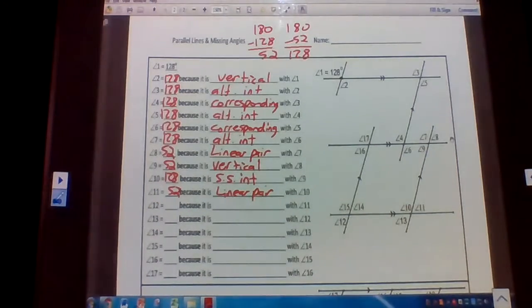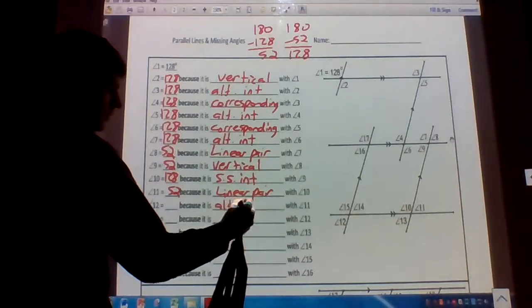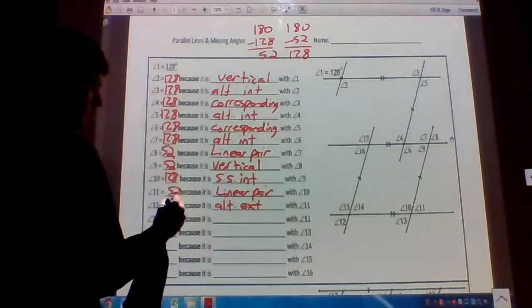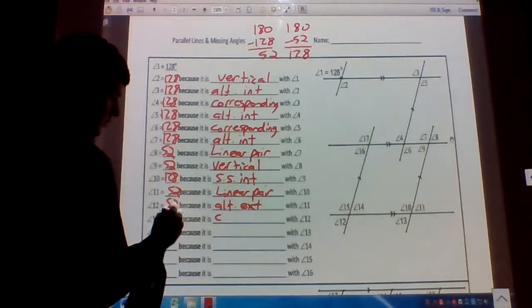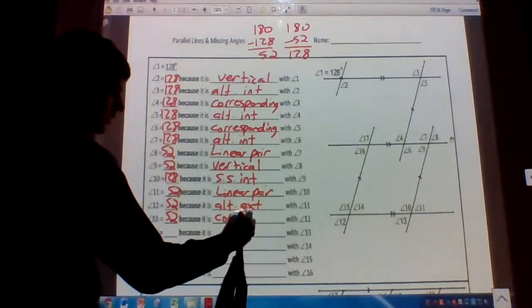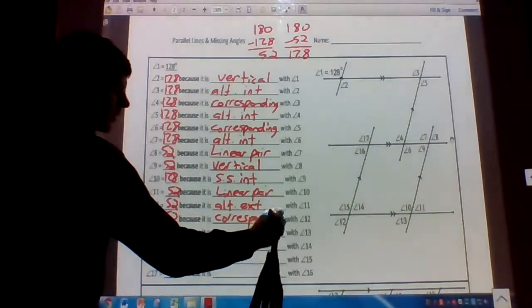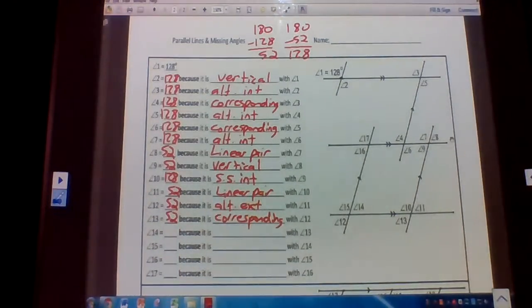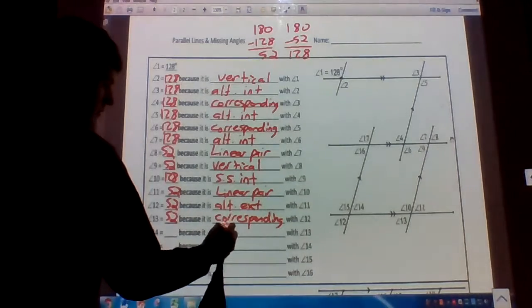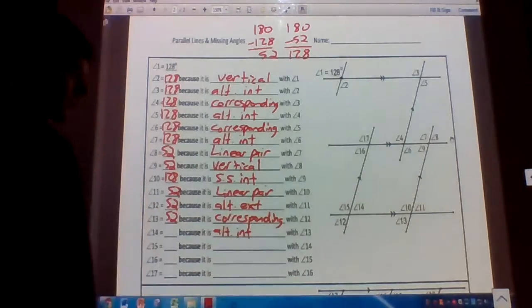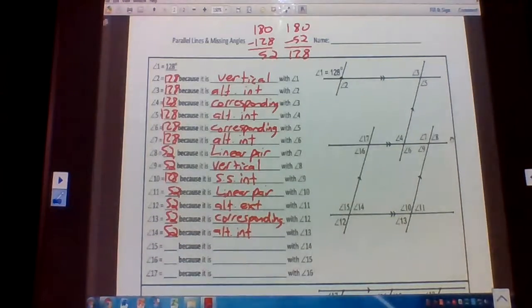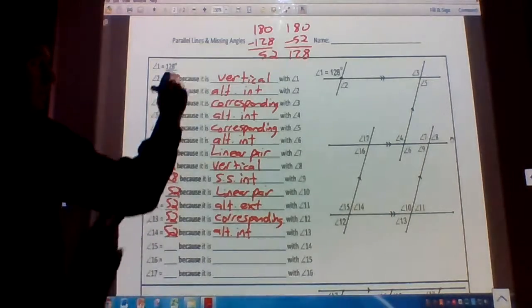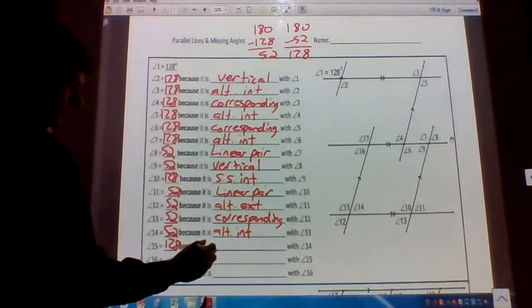11 and 12 are alternate exterior, which are congruent, so this is going to be 52. 12 and 13 are corresponding, so they're congruent, so that's going to be 52. 14 and 13 are alternate interior, which are congruent, so that's going to be 52. 14 and 15 are a linear pair, so it's supplementary, so it's going to be 180 minus 52, which is 128.